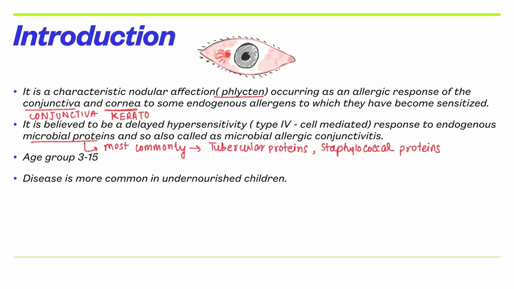The most common microbial proteins are the tubercular proteins and staphylococcal proteins. The age group in which this most commonly occurs is 3 to 15 years. The disease is more common in undernourished children.